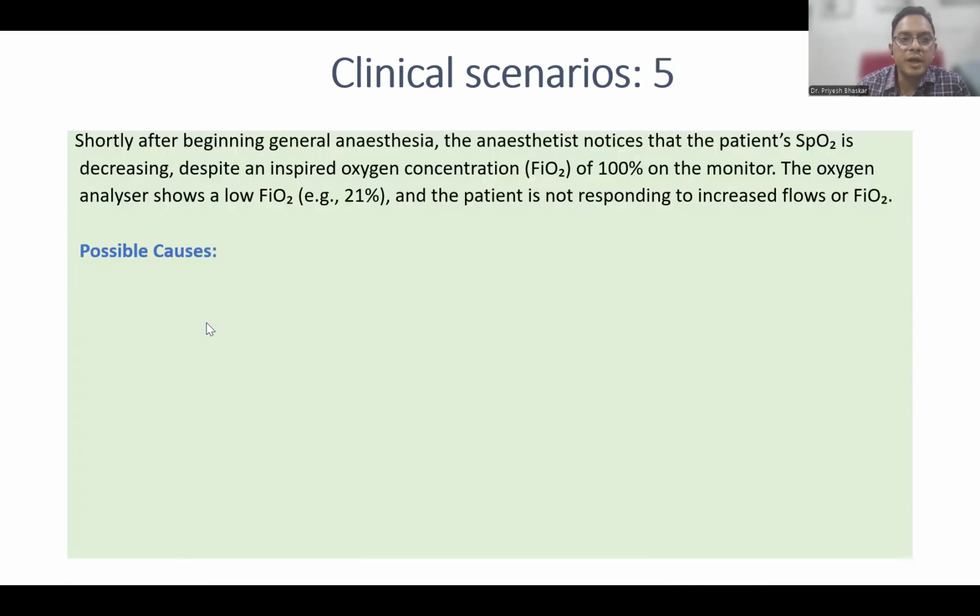So coming on to scenario 5. Shortly after the beginning of general anesthesia, the anesthetist notices that the patient's SpO2 is decreasing despite an inspired oxygen concentration FiO2 of 100% on the monitor. The oxygen analyzer shows a low FiO2, that is 21%, and the patient is not responding to increased flow of oxygen. What might be the causes?